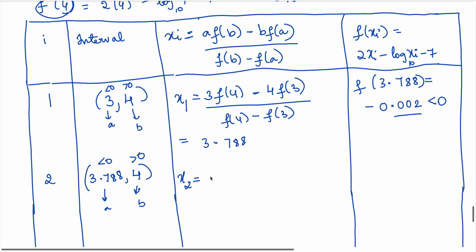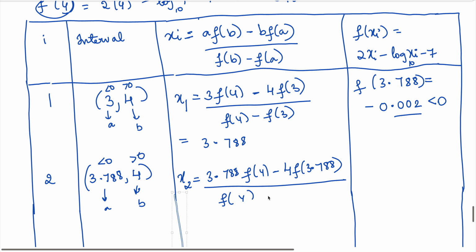Now with this, let's find out x2. x2 is 3.788 into f of 4 minus 3.788 minus b into f of a, right? b is 4. 4 into f of 3.788 divided by f of 4 minus f of 3.788, which is equal to 3.789.